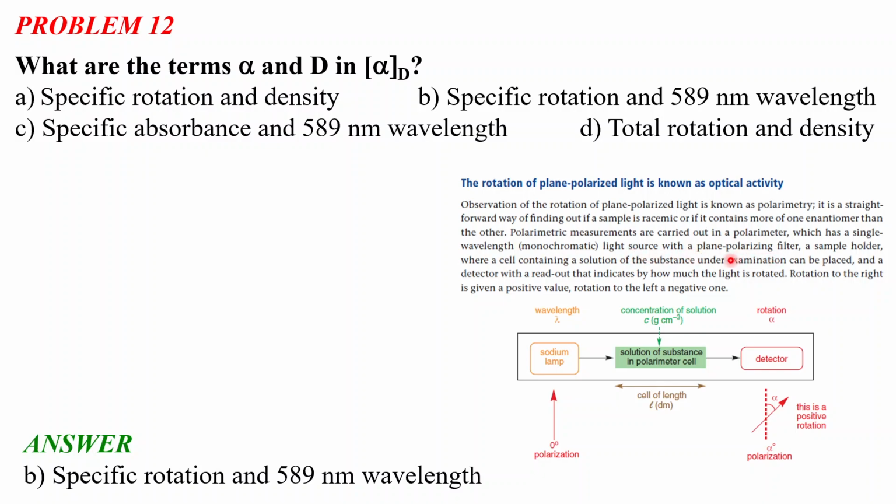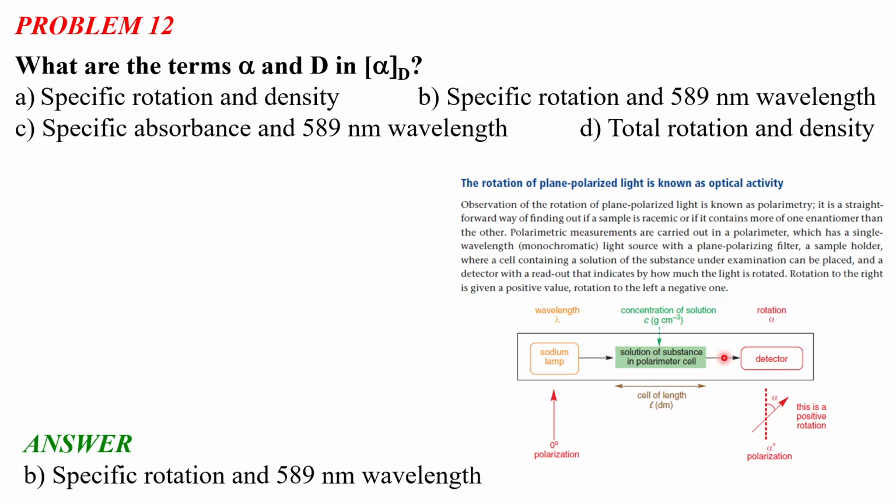which is placed with the plane polarizing filter, a sample holder where the cell containing a solution of a substance under examination can be placed, and a detector with a readout that indicates how much of the light is rotated. Rotation to the right indicates a positive value, and rotation to the left indicates a negative value. In this polarimeter there is a sodium lamp, and the wavelength, D, mentioned here is 589 nanometer, which is the D line of sodium. So this is the 0% polarization.